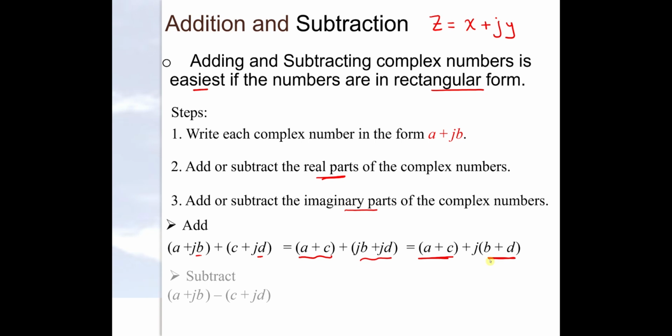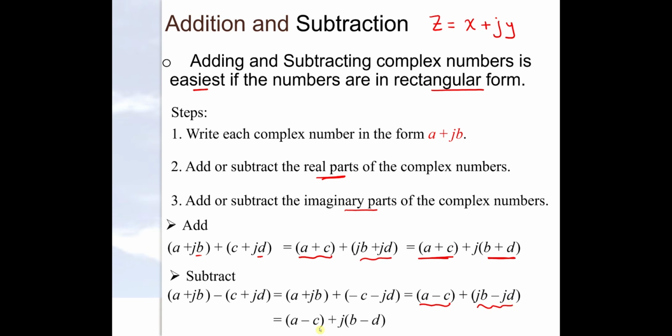Likewise, if you have subtraction, we do exactly the same. So you deal with the real part: I have the real part of the first number minus the real part of the second number, and do the same for the imaginary part. Imaginary part of the first number minus the imaginary part of the second number. Okay, so now we have the real part of the result and the imaginary part of the result.